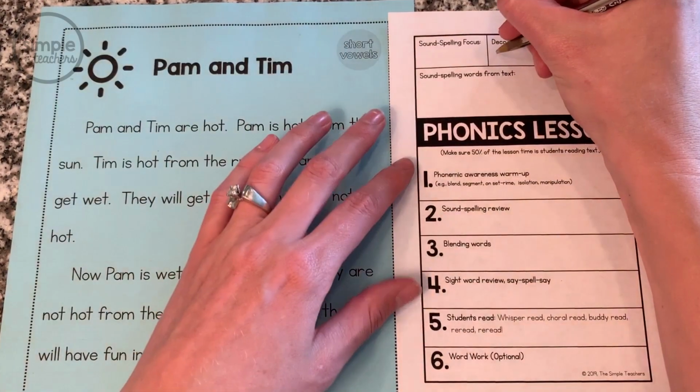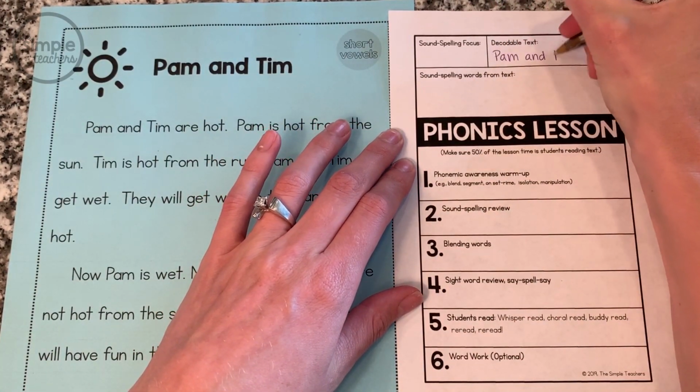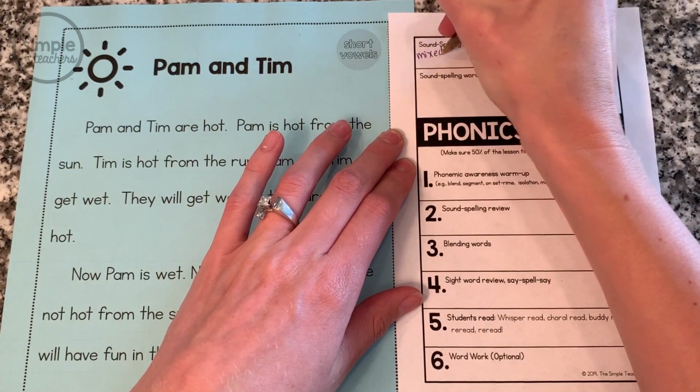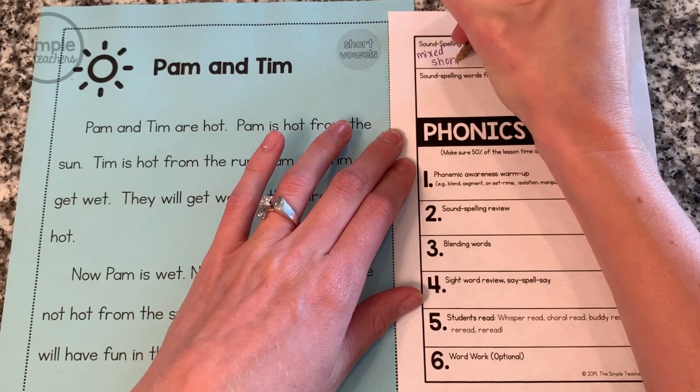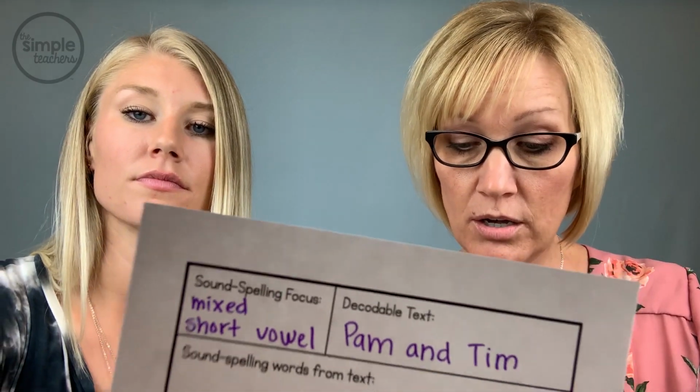The text I'm going to be using is Pam and Tim. It's a mixed short vowel text. What I'm going to do with this is look for and write down all the words in the text that fit the spelling pattern. So I have all the short vowels, so I'm going to write those down.